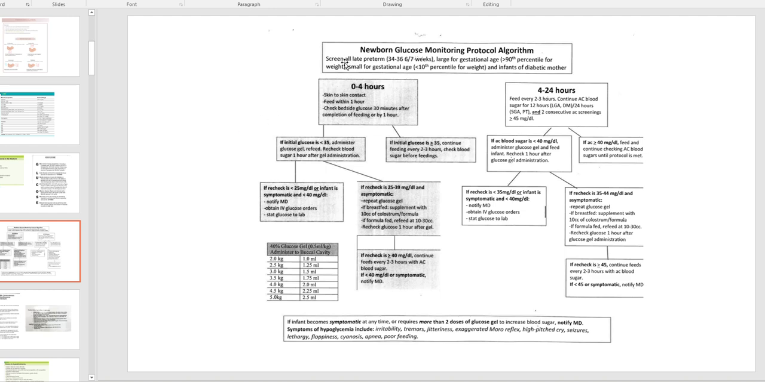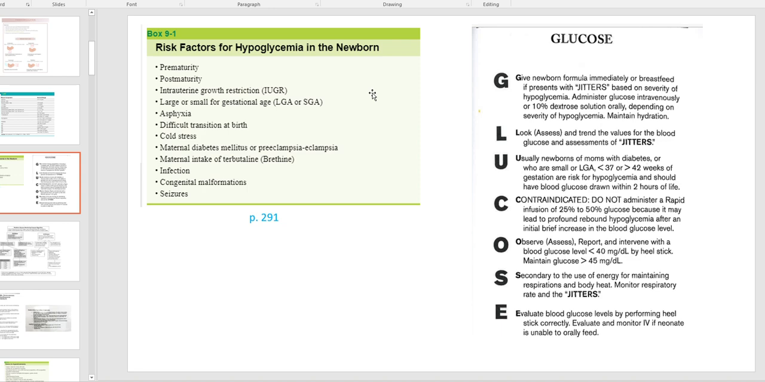So they screen all late preterms, which is 34 to 36 and 6, or LGA babies, which are over 90% for their weight, or SGA babies. So this is how they come up with what they do and when they do it, the time frame, okay? On page 291 also is this box 9-1, just to read through that, okay? These are risk factors for hypoglycemia in a newborn, okay? Here's your mnemonic if you need a tool to help you memorize that, okay?